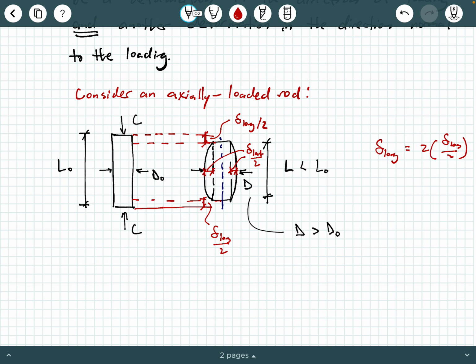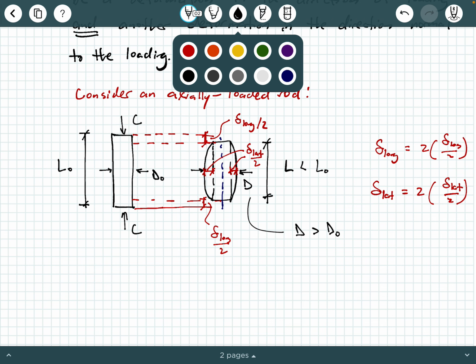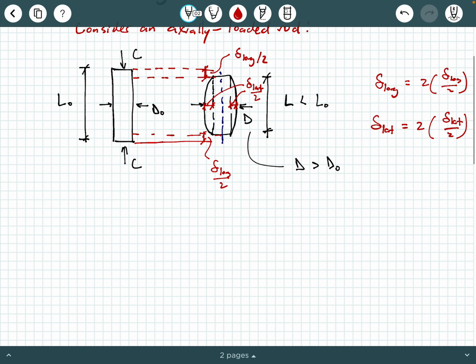Okay? So delta lat over 2 is happening on either side. So we can say delta lateral equals 2 times delta lat over 2, because, again, I'm just showing it on both sides of the original diameter, so bulging on either side all around, okay? So that's for compressive loading.